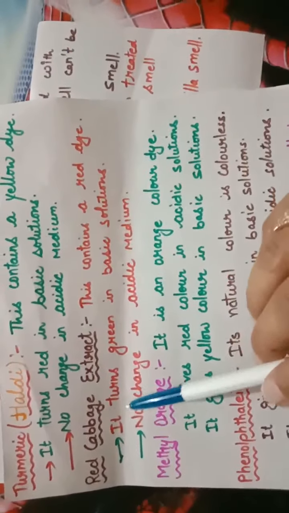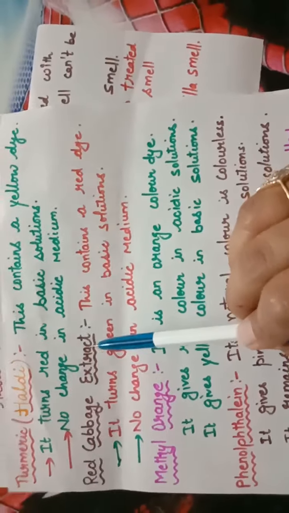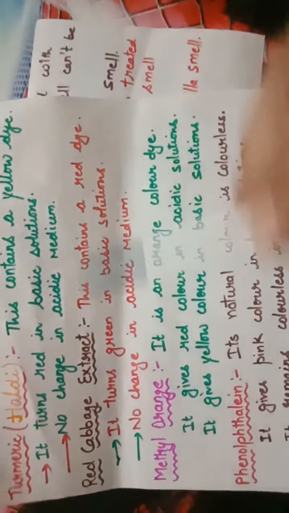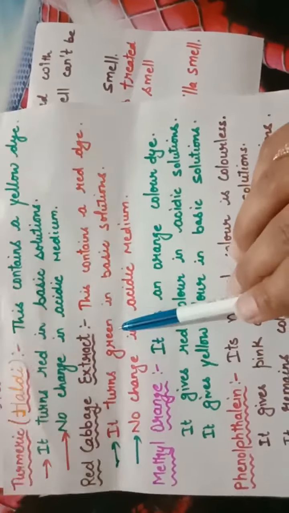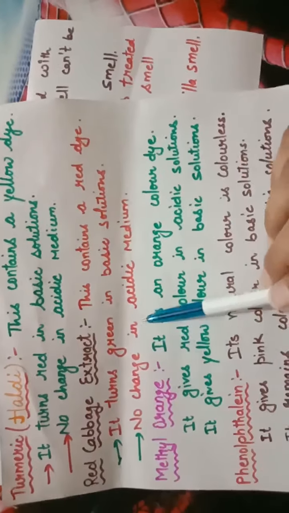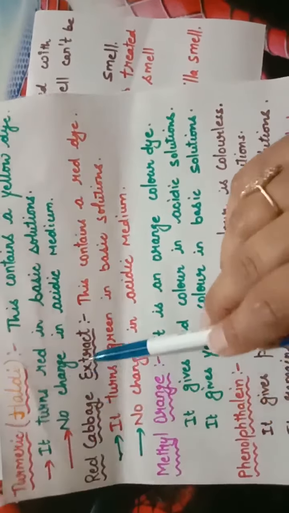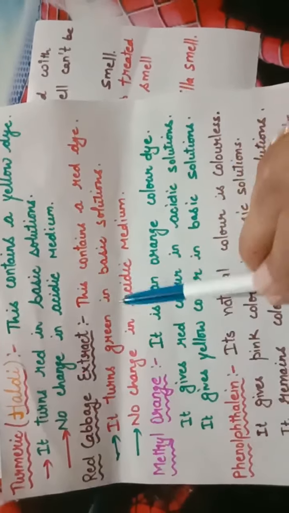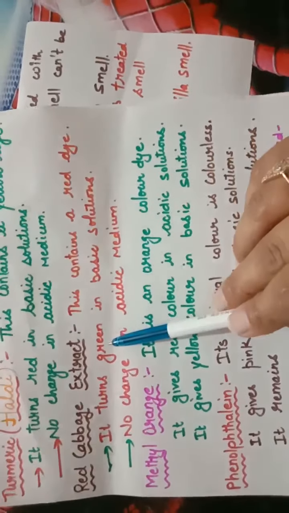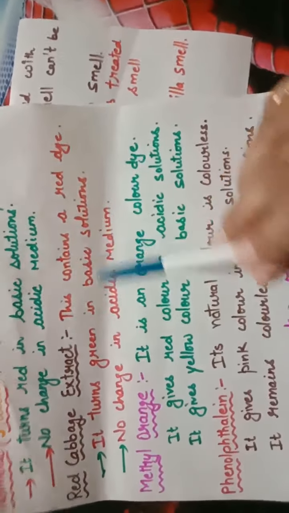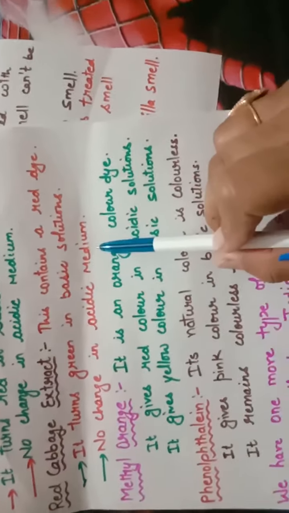Next, our natural indicator is red cabbage extract. It is also a red dye, as the name indicates. It turns green in basic solutions, but there is no change in acidic medium. So if we use red cabbage extract, it converts into green color in basic solution. That means if the color changes to green, then it is a base. If the red color remains as such, then it is an acidic medium.